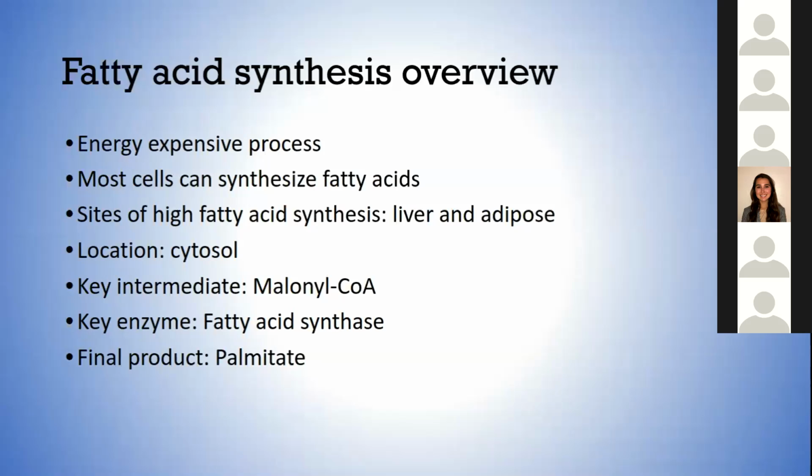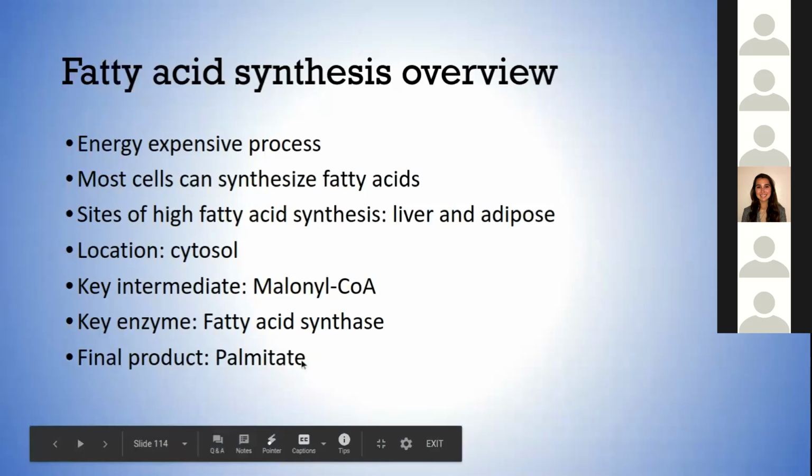Most cells can synthesize these fatty acids, and pretty much the sites that do this the most are going to be your liver and adipose. And this is, I think, one of the special ones where we don't see that it's in the mitochondria. It's actually going to be in the cytosol. One of the biggest complexes is going to be our fatty acid synthase, and our final product is going to be palmitate or palmitoyl-CoA.